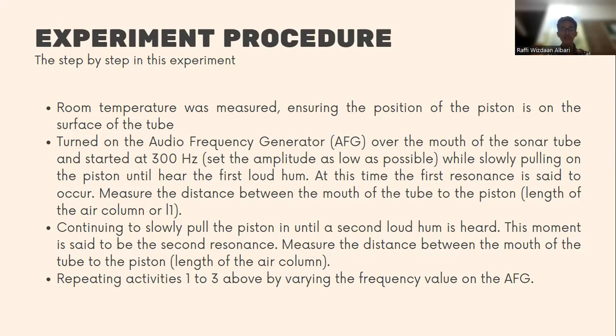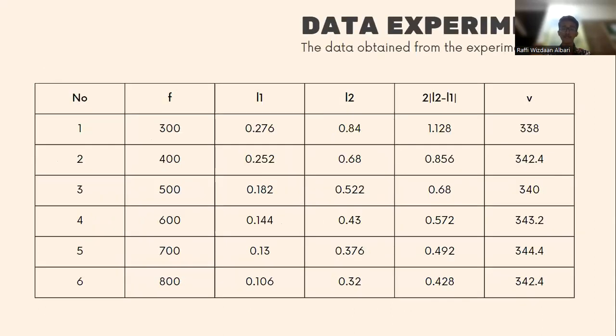The third is continuing to slowly pull the piston until a second loud hum is heard. This moment is said to be the second resonance. Measure the distance between the mouth of the tube and the piston, the length of the air column. And the last is repeating activities 1 to 3 above by varying the frequency value on the AFG.